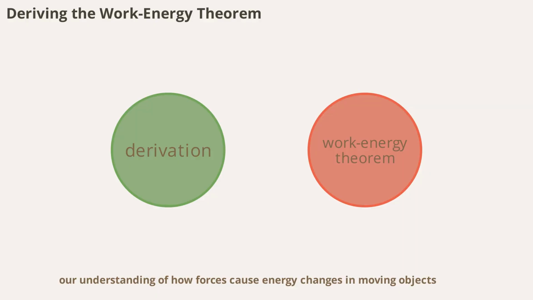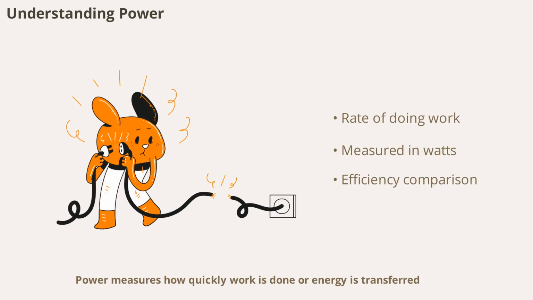Power measures how quickly work is done or energy is transferred. It's defined as the rate at which work is performed. In everyday life, we encounter power ratings in appliances, vehicles, and even our own bodies. The faster you do work, the more power you use. Power is measured in watts, and understanding it helps us compare the efficiency of different machines and processes.